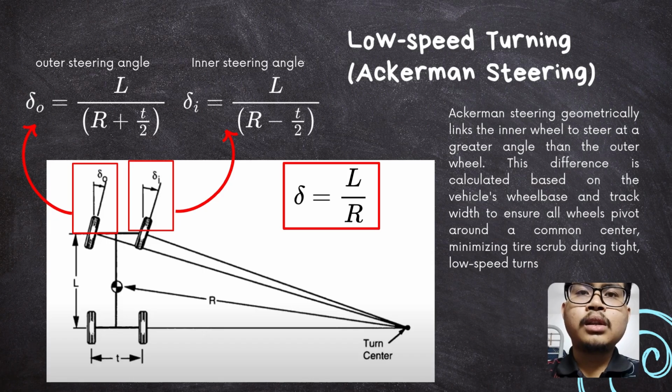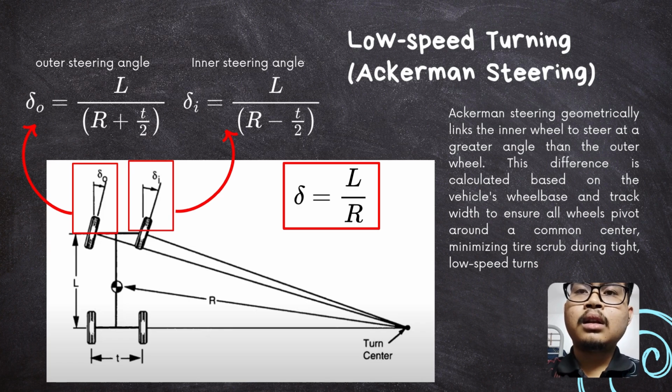From my part, an introduction to the basic calculations for this topic. The first equation is for low speed turning, Ackermann steering. Ackermann steering is geometrically linked so the inner wheel steers at a greater angle than the outer wheel. Based on the paragraph, it consists of two equations: the outer steering angle and the inner steering angle. Theta O is the outer steering angle and theta I is the inner steering angle.